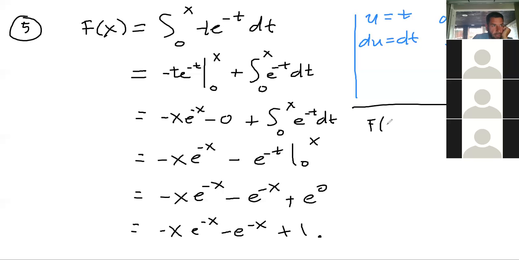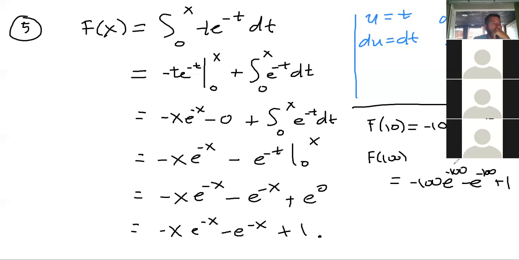We know f of 10 is negative 10 e to the negative 10 minus e to the negative 10 plus 1. You know, f of 100 is negative 100 e to the negative 100 minus e to the negative 100 plus 1. And by the way, what you're going to see with all of these is these are approximately 1. That's the point of the problem.